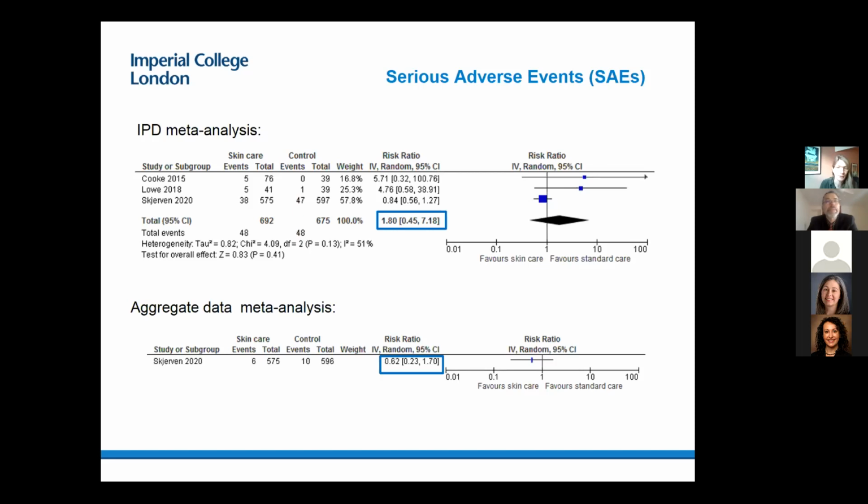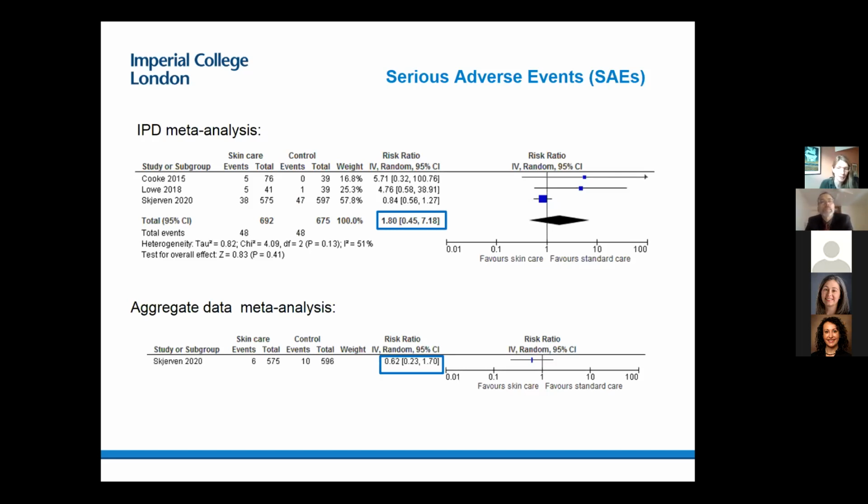Now, aggregate data on serious adverse events, as shown in the bottom figure, was reported for just one trial, which included 1,171 participants. And this gave an unadjusted relative risk of 0.62, with a confidence interval going from 0.23 to 1.70. Whereas IPD on serious adverse events was available for 3 trials, with a total of 1,367 participants.